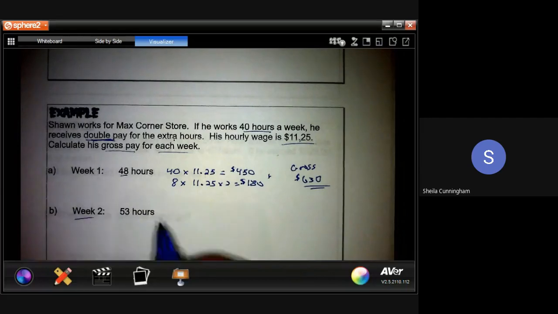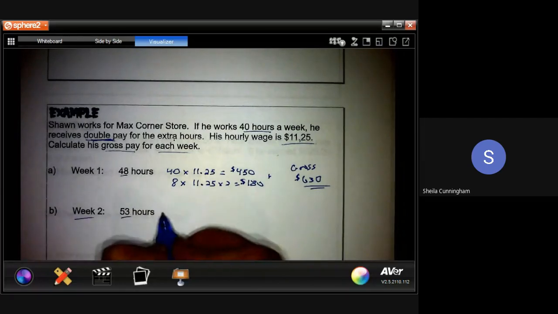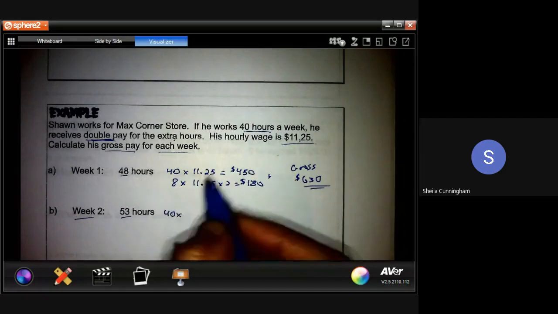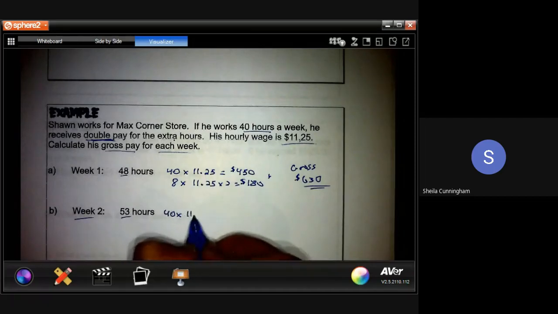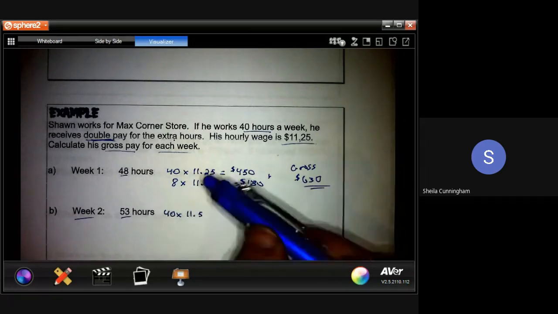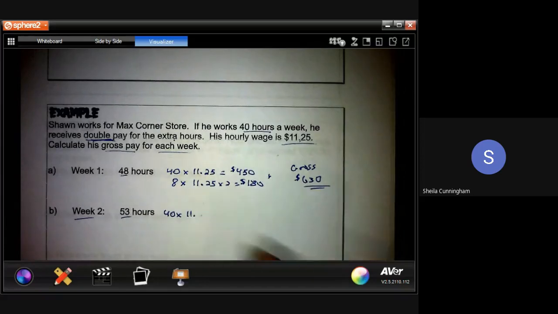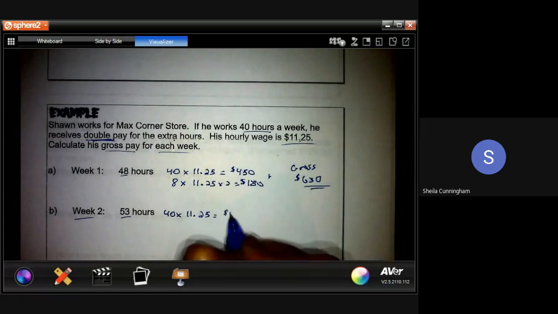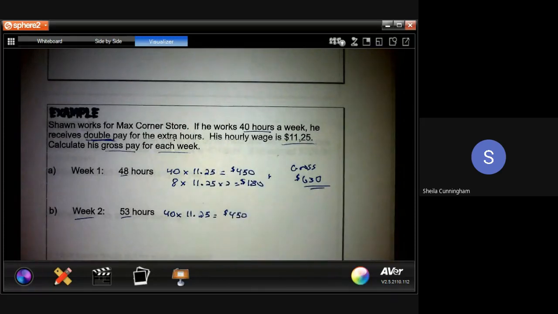So in week 2, he's working 53 hours. Same thing. He worked 40 hours and he went above 40 hours. So we know the first 40 hours, he is making $11.25 an hour. Same thing as above, he made $450 just working those first 40 hours.